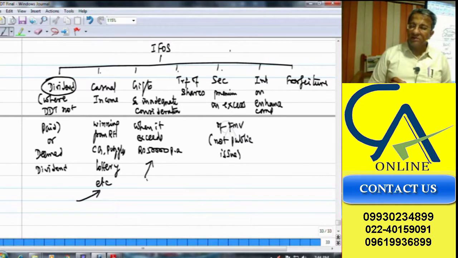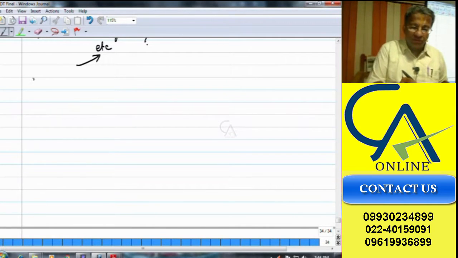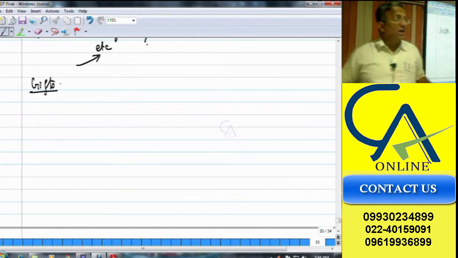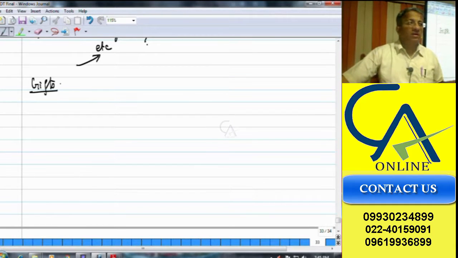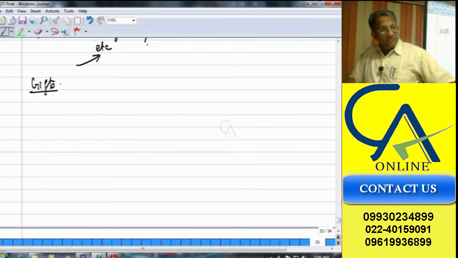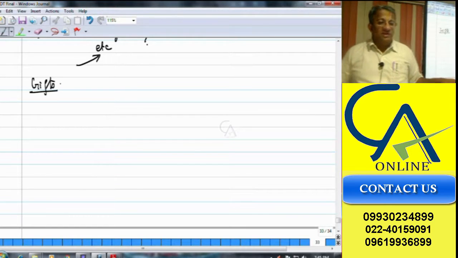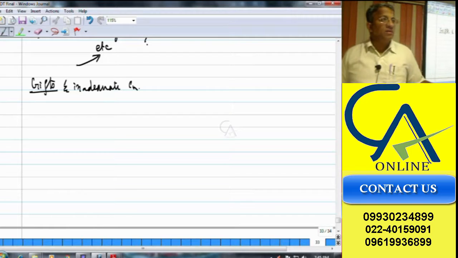Gifts and inadequate consideration, when it exceeds 50,000 per annum. What is this? Gifts. We will take up that gifts portion now. Which are all the items that we are talking about as gifts? Supposing Mr. A is gifting Mr. X his car. Can that be considered as income in the hands of Mr. X, the recipient of the car? Relationship criteria. They are not related. What all you can take up as gifts: gifts and inadequate consideration.